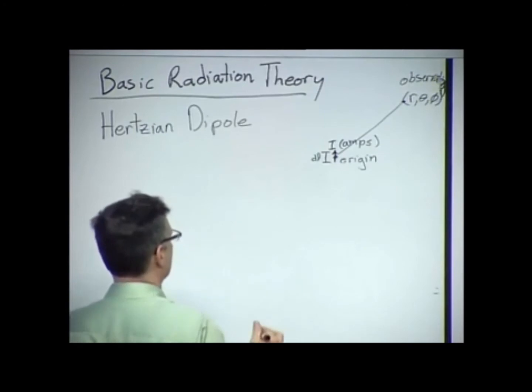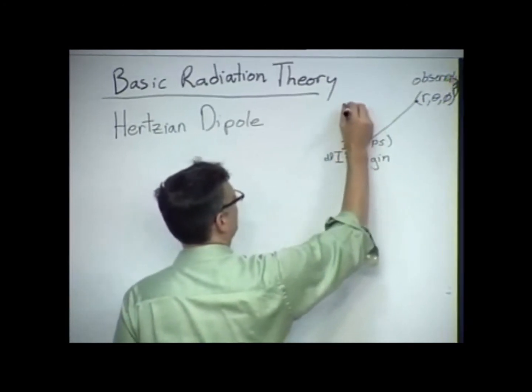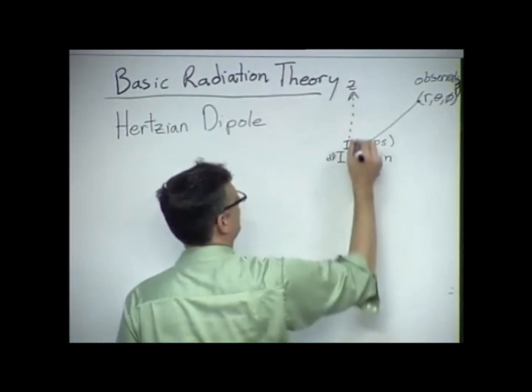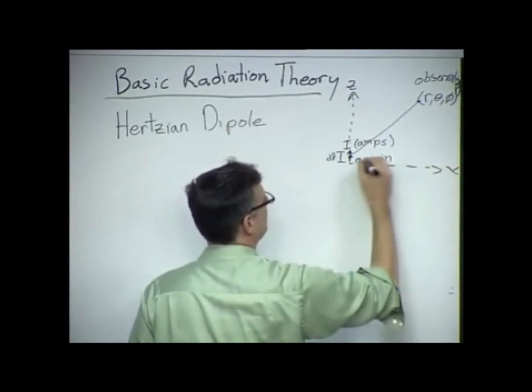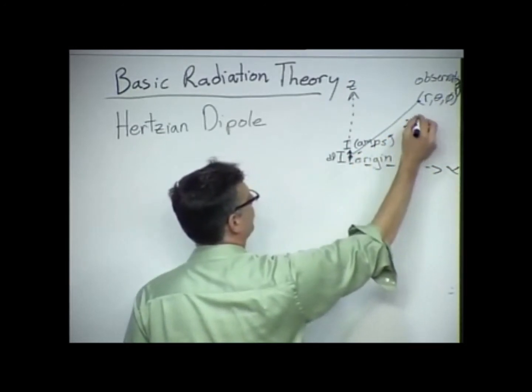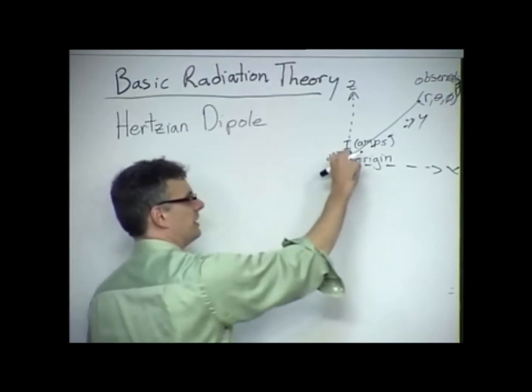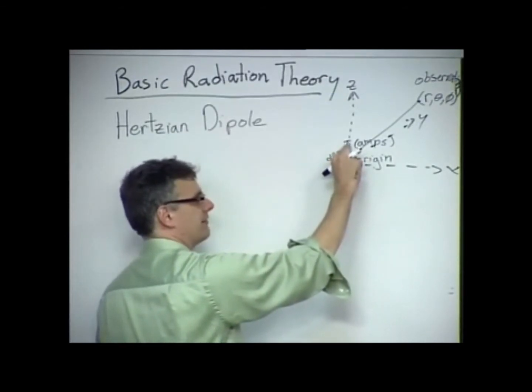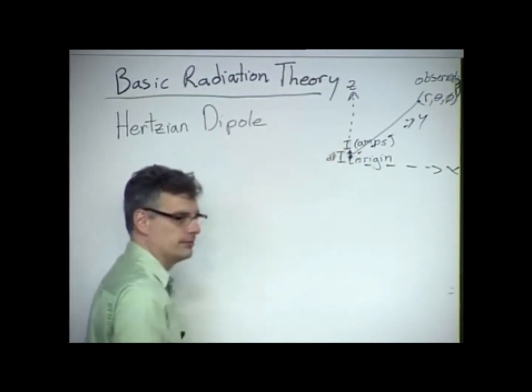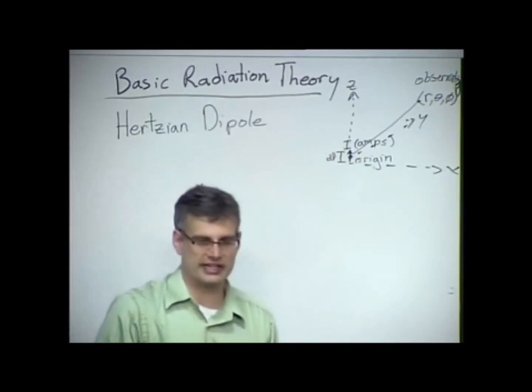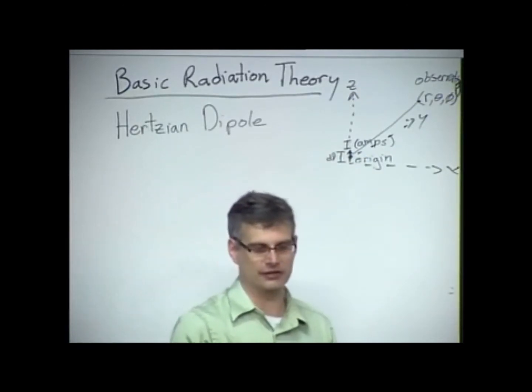But this is a z-oriented current. So let's put the z-axis up like this. X would be here, Y would be into the board like that. And we have a tiny little element of current whose charges are going back and forth and back and forth. That's the simplest radiating system we can possibly conceive of.